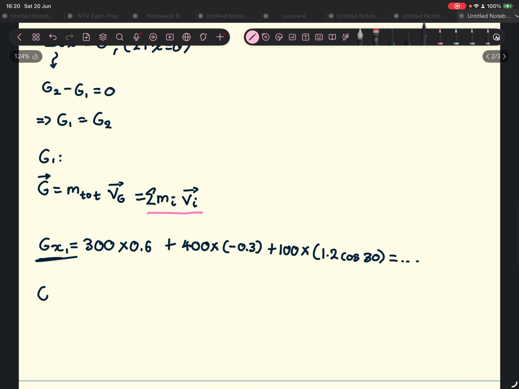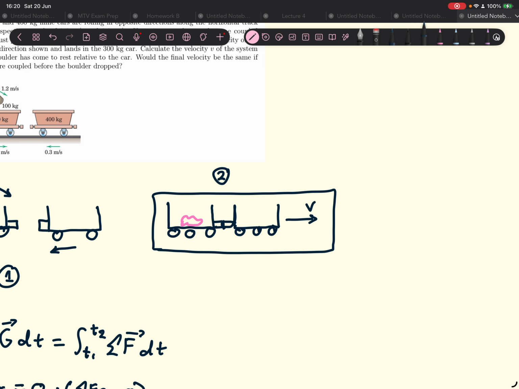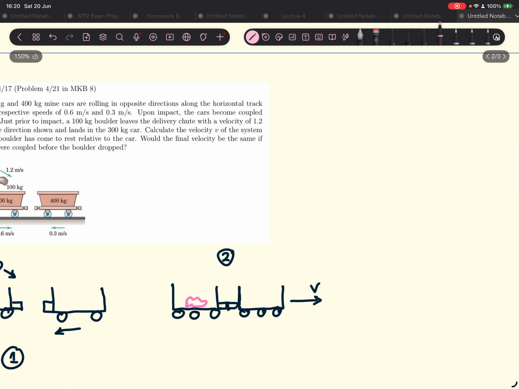And then for gx2, everything is moving together at the same velocity v. So in this case, I have the velocity of the center of mass because everything is moving together, meaning that the center of mass itself will be forced to move at the same velocity. Yeah, I hope that kind of makes sense.